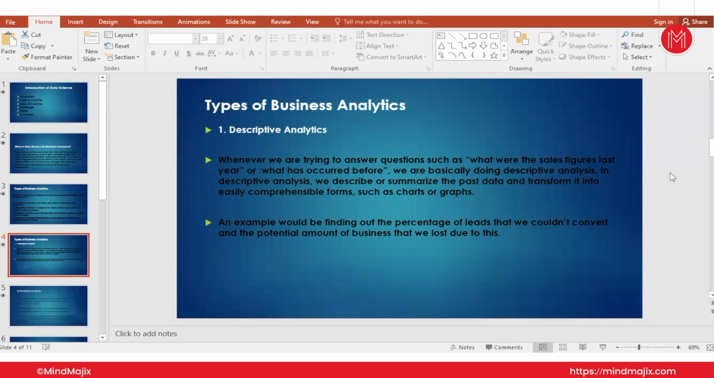For example, would be finding out the percentage of the leads that we couldn't convert and the potential amount of the business that we lost due to this. Let's have an example for the leads. Let's suppose we have run a campaign over Google AdWords, and by the end of the day we will try to generate a report on what leads we have got, what rejections we have, how many impressions we have, and how many clicks that particular ad got. That kind of analytics we can do, and we can also find out how many leads we rejected. That kind of pattern we can understand.